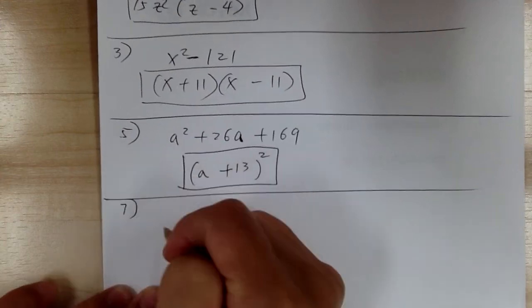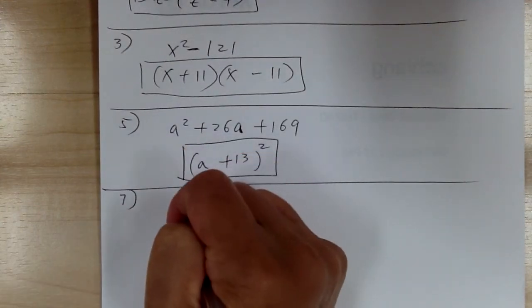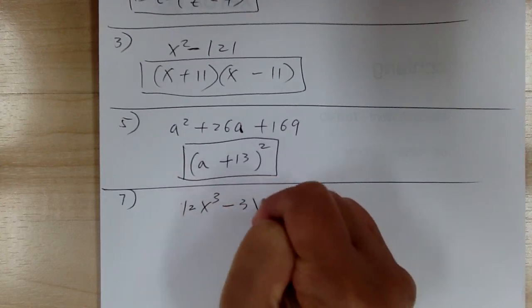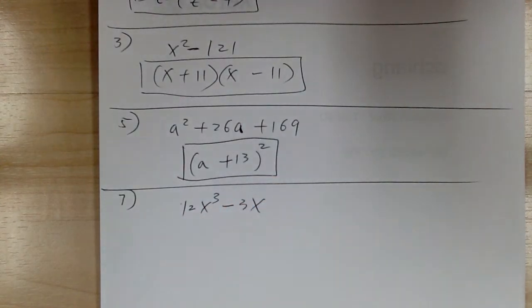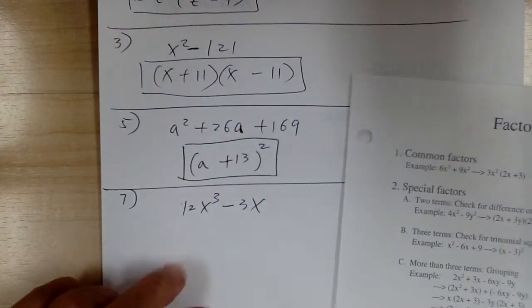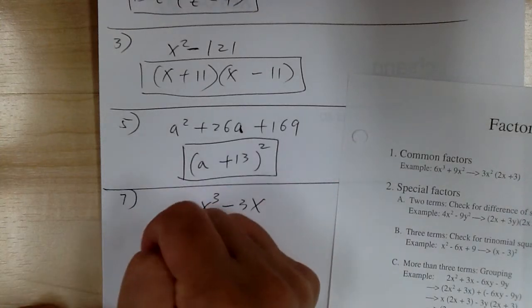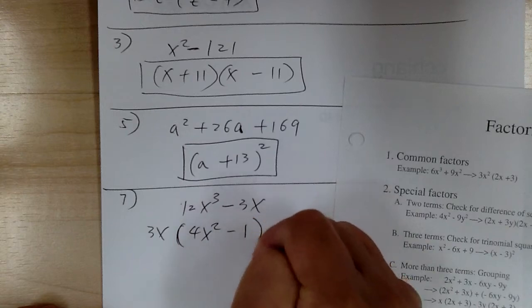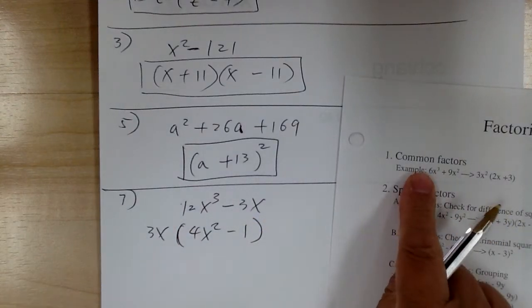Let's go to number 7. Okay, you have 12x to the 3 minus 3x. Okay, so again, when you're doing the factoring, go through the checklist. So step 1, common factor, you can factor the 3 and the x. So you're going to get 4x squared minus 1. So now you're done with step 1, you go to step 2.